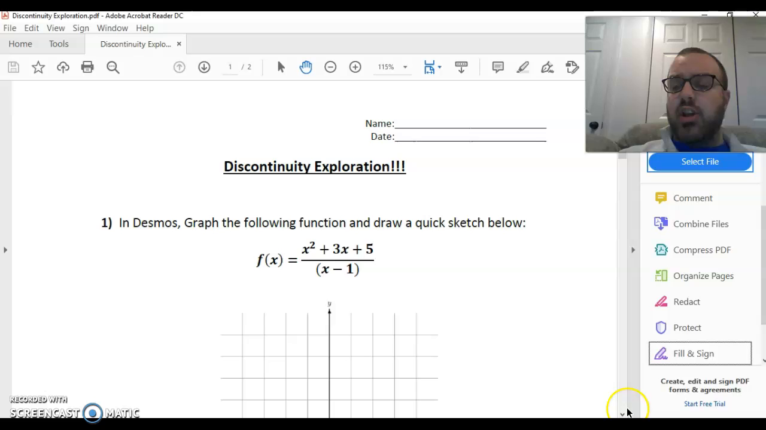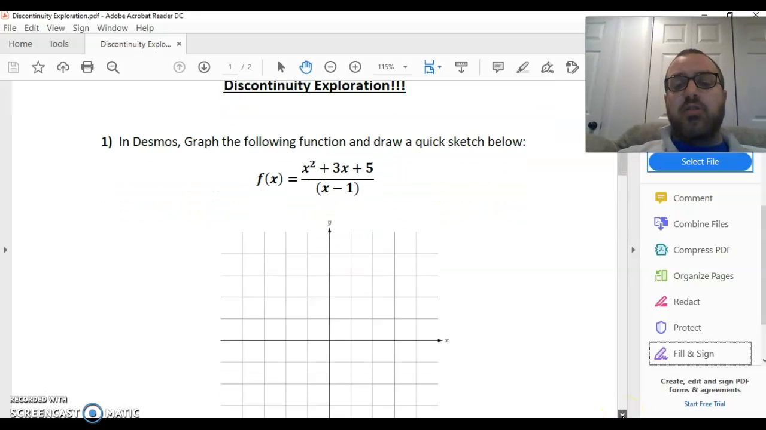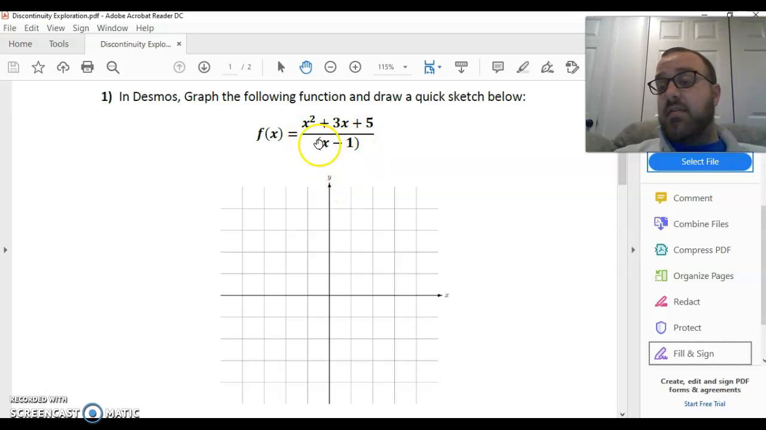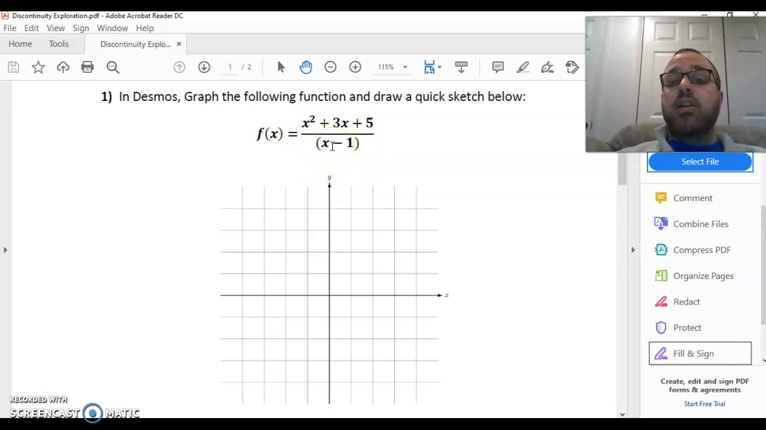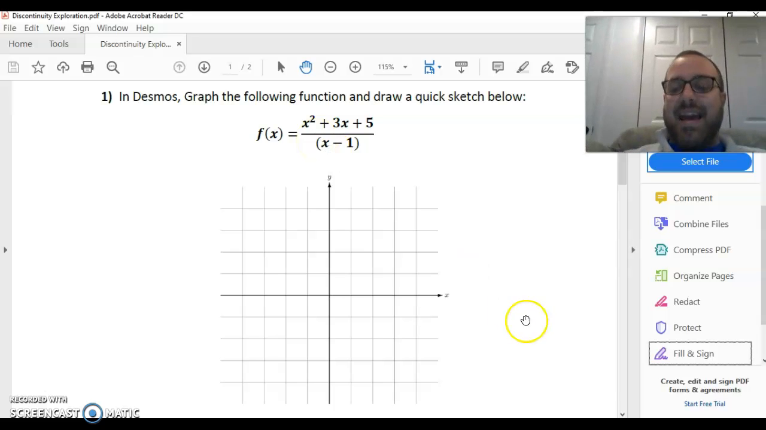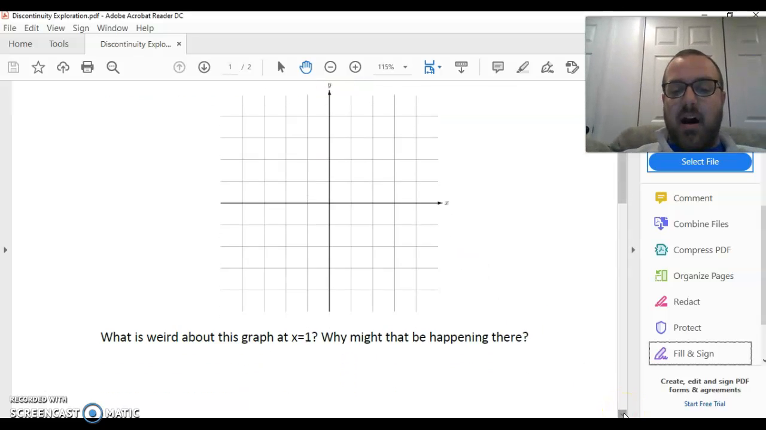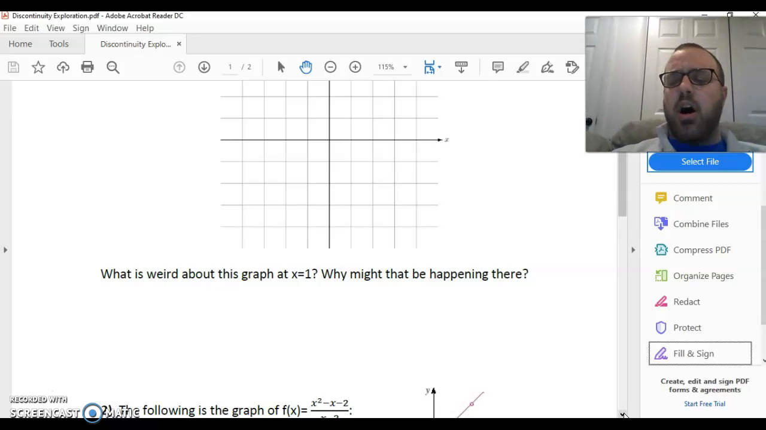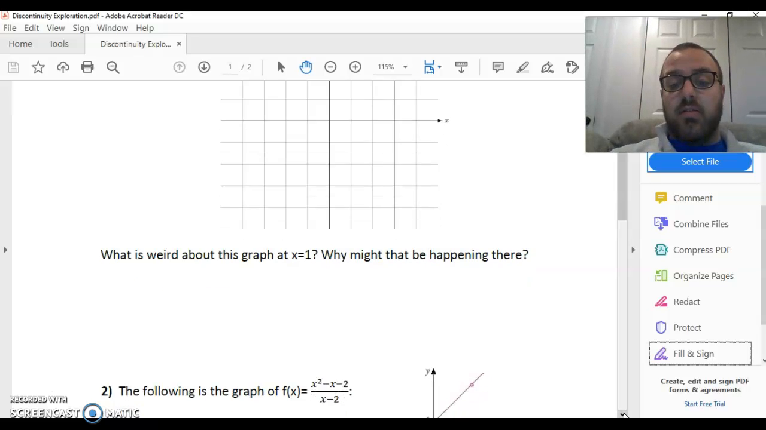The first one I want you to do is in Desmos. I want you to graph this function, and make sure when you graph it, you put the denominator in parentheses so that it divides by the whole thing. And then look at your graph and draw a quick little picture of what you see. It doesn't have to be super specific, just what you see. And then answer these questions down here about what you see that is weird going on with that graph. And maybe even think about your vocabulary that you wrote down yesterday that might help you pull in more specifics. But just, what do you see going on that seems a little weird?